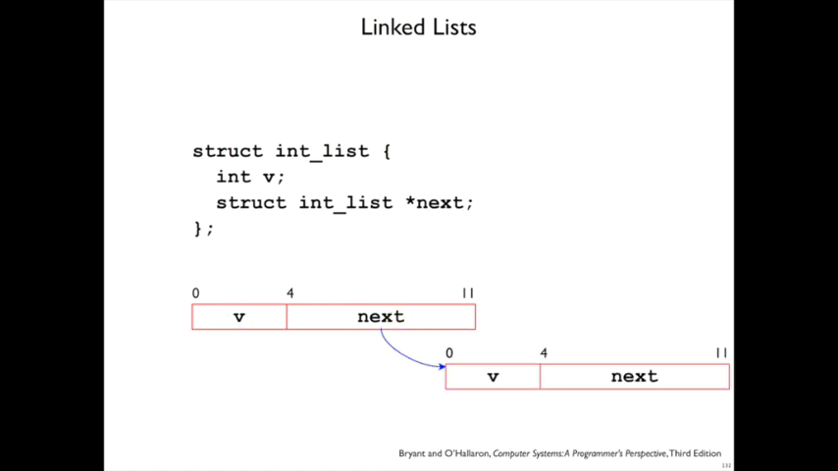Next will be an address, that is, it'll be a pointer to some other record that has the same shape, has a v, and has a next. And the way we terminate the linked list is by using a special value null, which is just 0, but we write it as null by convention to highlight that it's the 0 pointer.